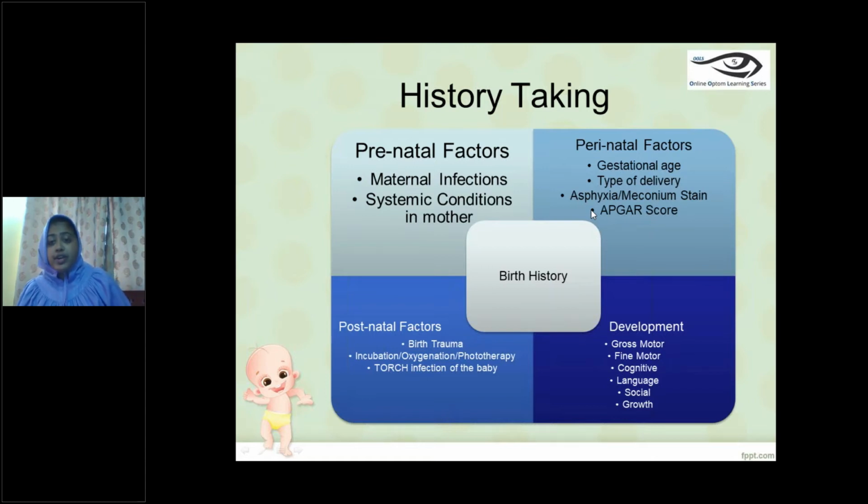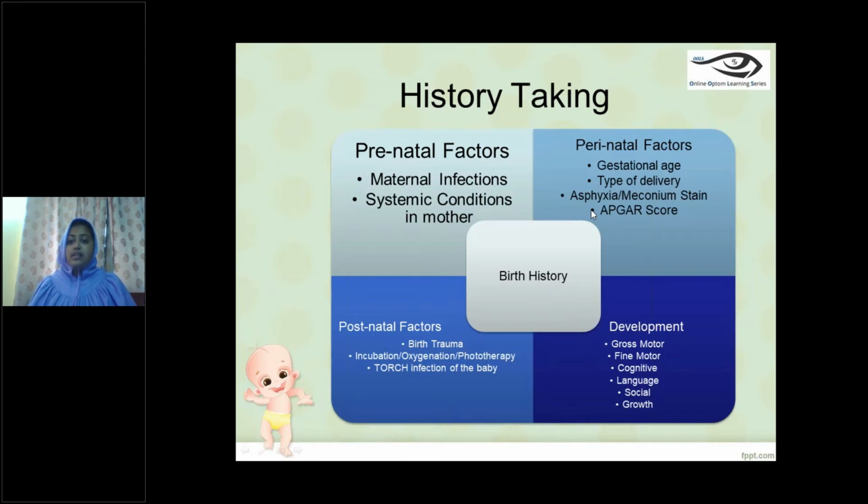Next, moving to the perinatal factors. The perinatal period is the very short period immediately after delivery. So we have to ask about the gestational age here. When was the baby born? Was the baby full term or preterm? If the mother knows the number of weeks, then it is highly recommended that we note the number of weeks as well. Type of delivery: was the baby delivered normally? Did the mother go under cesarean, vacuum delivery, or forceps delivery? We have to ask the type of delivery as well.